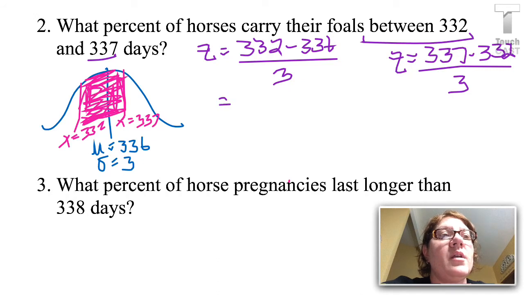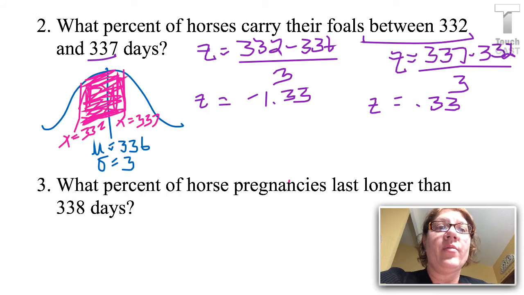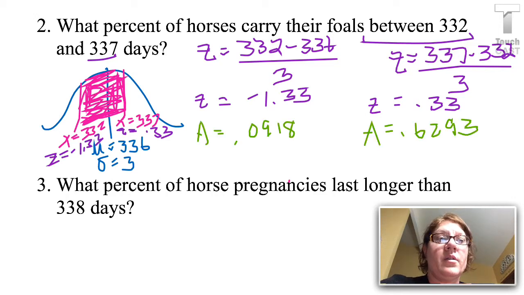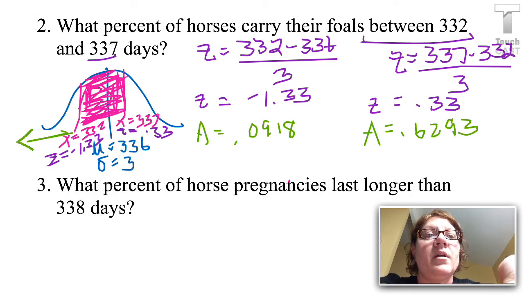And so these equal negative 1.33 on the left and 0.33 on the right. Makes sense. I should have a positive z-score to the right. And so now I need to go look up both of those areas in the table. So stop and do that. So I get each of those numbers. But remember, the table is reading to the left. So to the left here is the 0.0918. And all the way to the left here is the 0.6293.